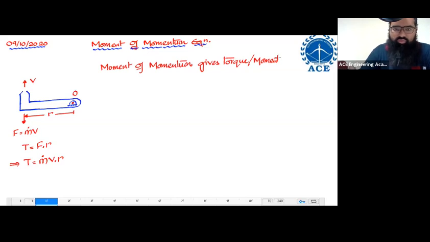For this purpose, we are going to take a standard problem which has appeared in examinations in GATE as well as in IES examination, which is known as lawn sprinkler problem. Let us take an example of a lawn sprinkler.